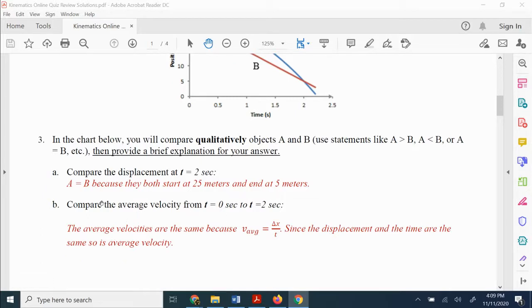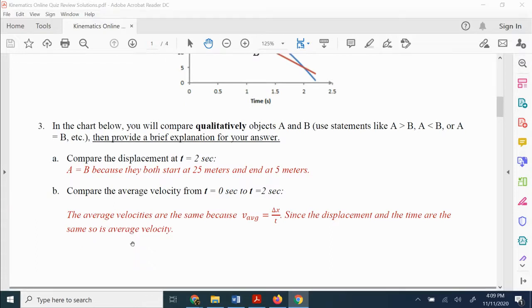Right. Also, once you know the equation for the average velocity, which is just the displacement divided by the time, since the displacement is the same 20 meters and the time is the same 2 seconds, they would have the same average velocity, which is 10 meters per second.